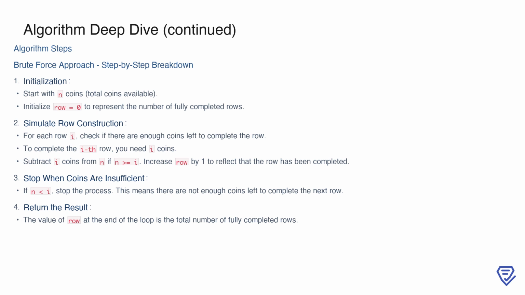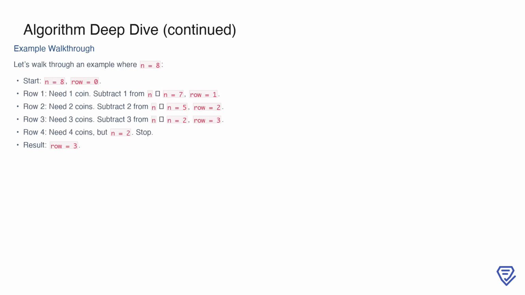At that point, we stop and return the value of row, which represents the total number of full rows that can be formed. Let's go through an example with n equals 8 to see how the brute force approach works. Initially, we have n equals 8 coins and row equals 0. For row 1, we need 1 coin, which we subtract from n, leaving n equals 7, and we increment row to 1. For row 2, we need 2 coins.